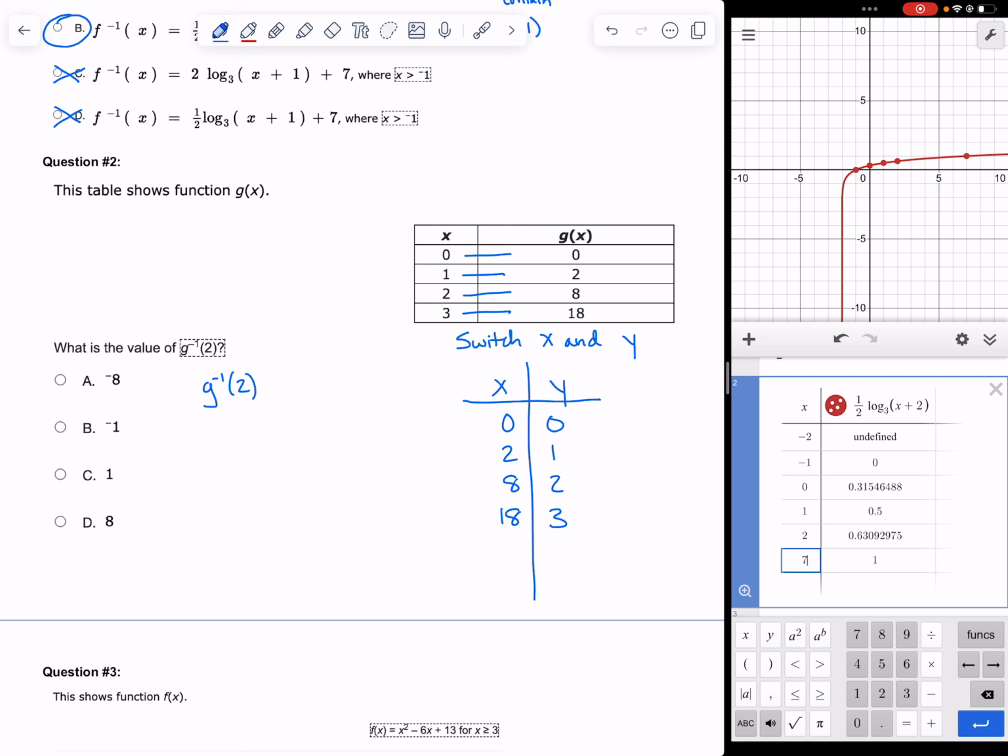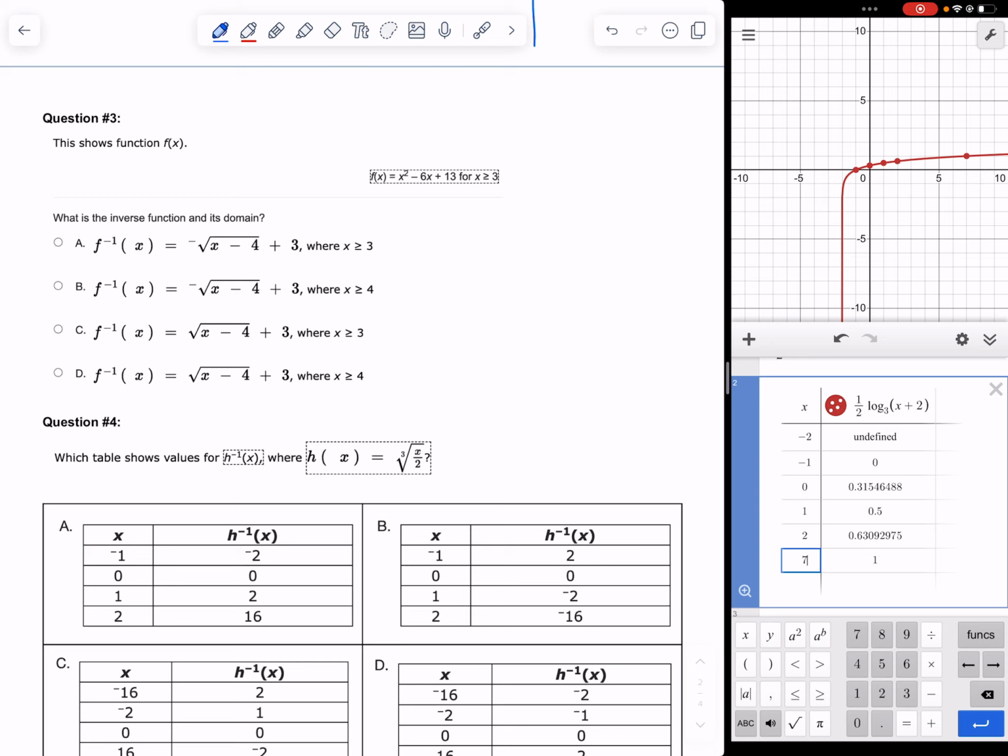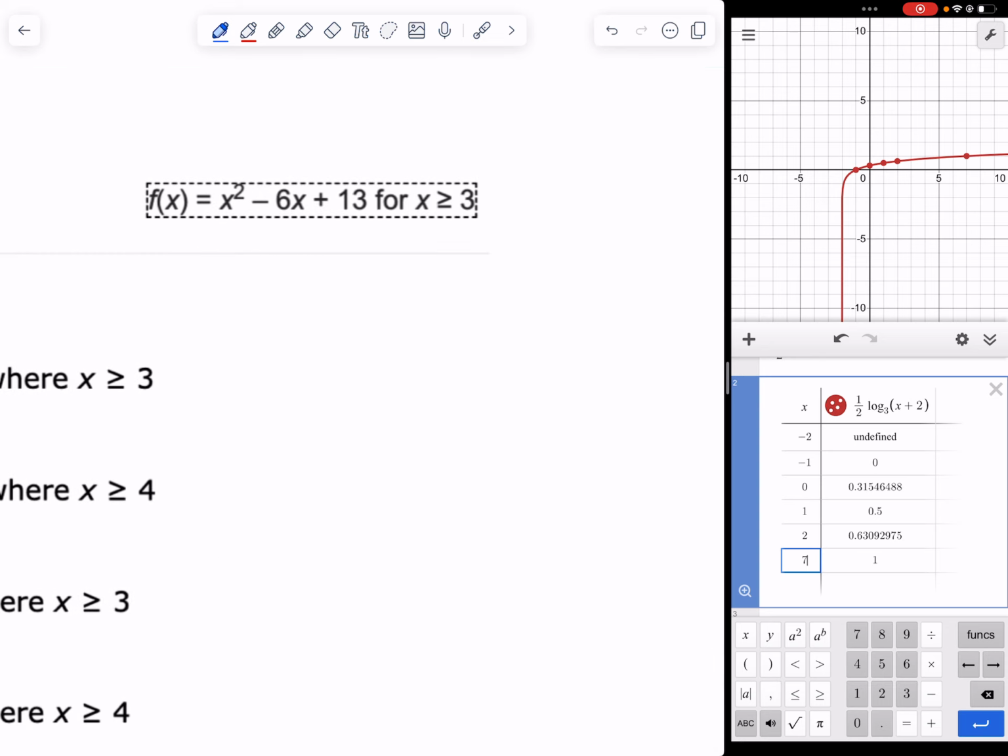So what I need to find is the inverse value that goes with x equals 2. So now I can quickly see that 2 for x gives me a value of 1. And so that would be C. So you have to switch x and y because that finds the inverse of g of x. And then when you look for 2, it goes with 1. Simple as that.